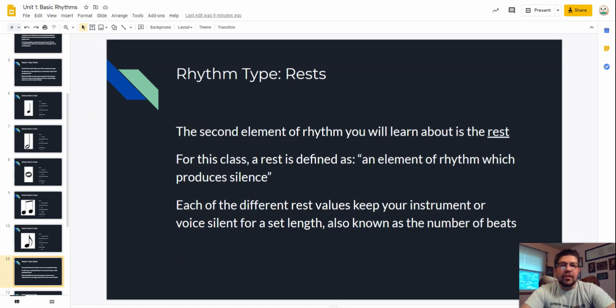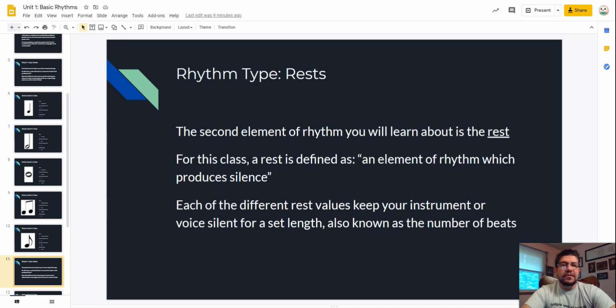We're going to move on here, and we're going to look at the next rhythm type, which is the rest. So for this class, the same thing that we did with the note, we're going to define rest. And a rest is defined as an element of rhythm which produces silence. Let me say that one more time. Rest is an element of rhythm that produces silence.